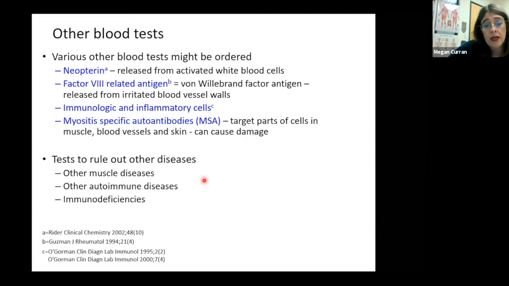And then we also do tests to rule out other diseases, looking for other autoimmune conditions, other muscle problems that are not autoimmune in nature, and problems with the immune system.